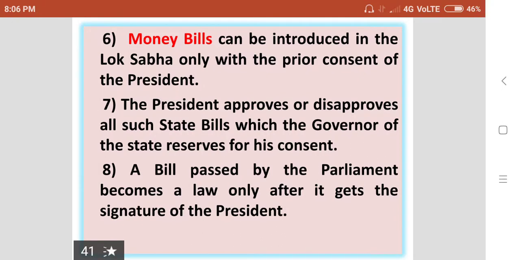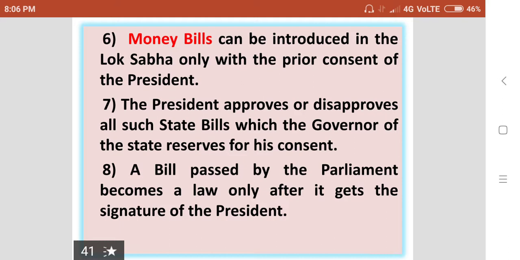Then sixth legislative power of the president is money bills can be introduced in the Lok Sabha only with the prior consent of the president. So, to money bills, the president's approval is essential. So, they can be introduced in the Lok Sabha only with the prior permission of the president.